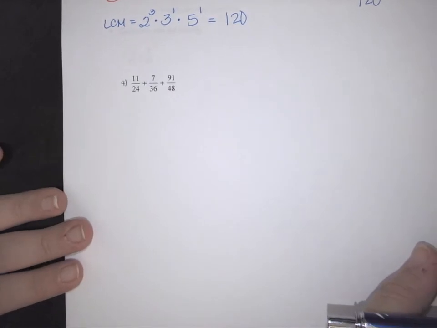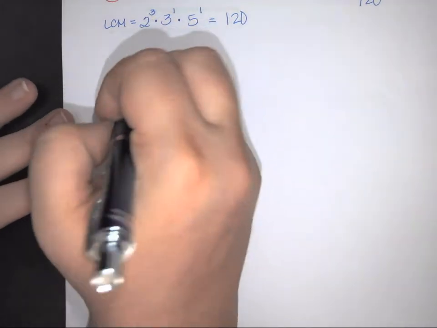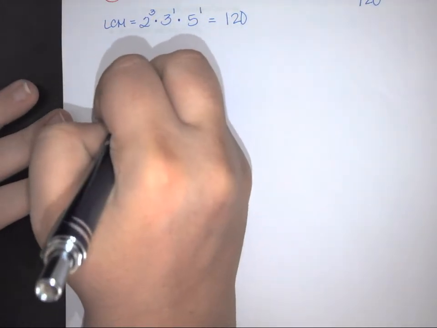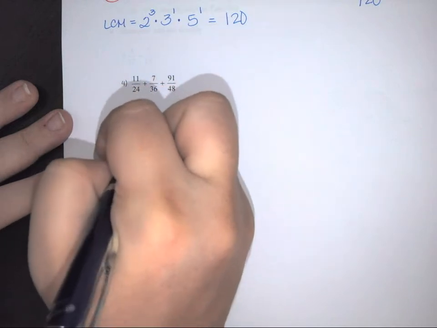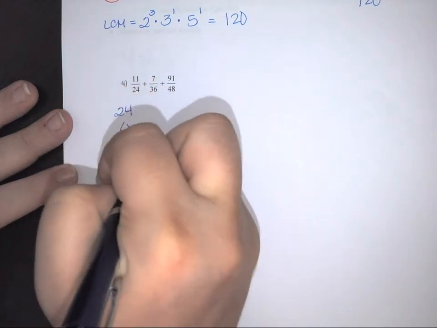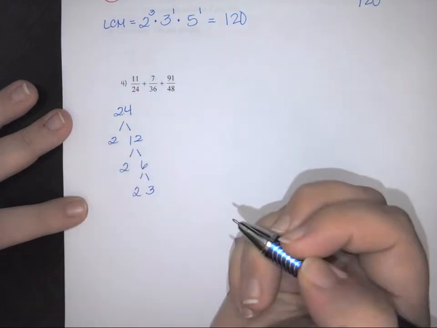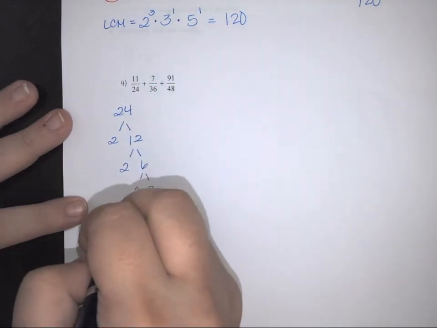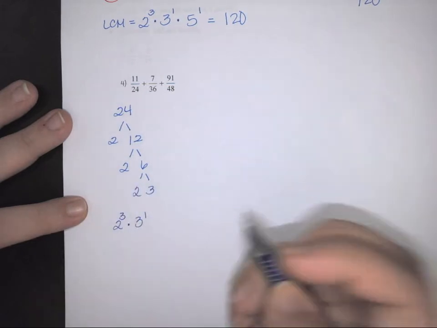Let's look at this next one. Again, I have 24, 36, and 48. So I'm going to break them down. 24 can become 2 times 12. 12 can become 2 times 6. 6 can become 2 times 3. So this is going to be 2 cubed times 3 to the first.